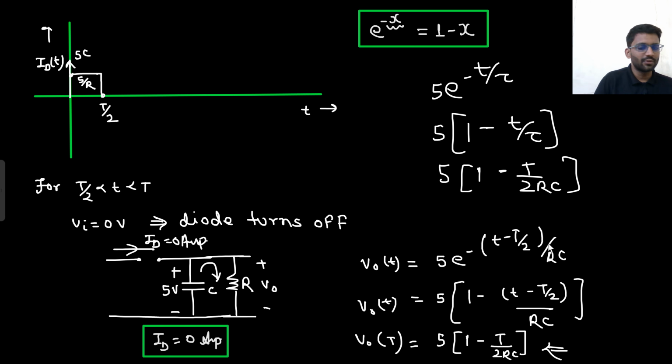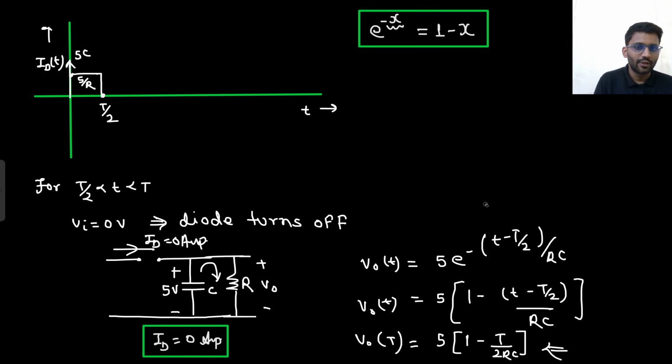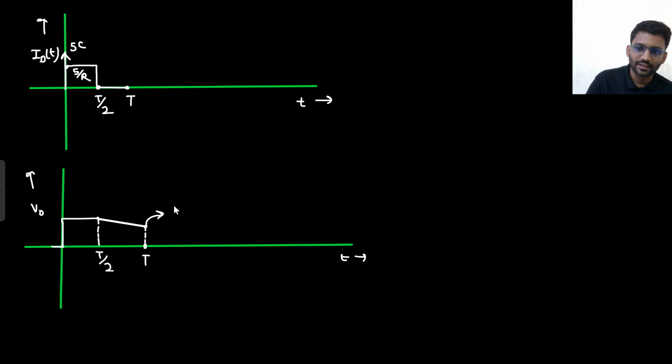So this t minus t by 2 thing you don't need to do if you have that good enough concept, right? But this is how we do it in theory. So that's why I am writing it in this manner. So here this point will be 5 into 1 minus t by 2 RC. This is the time t. Now what will happen?